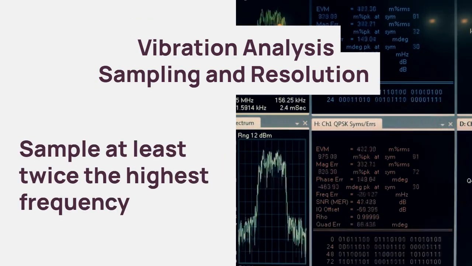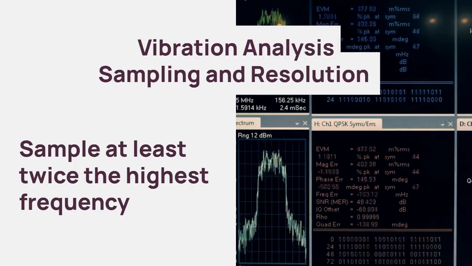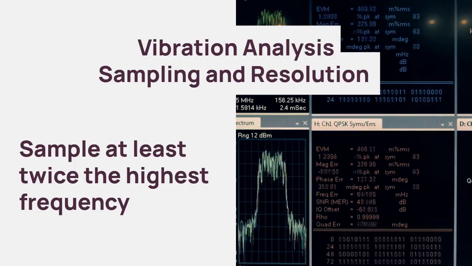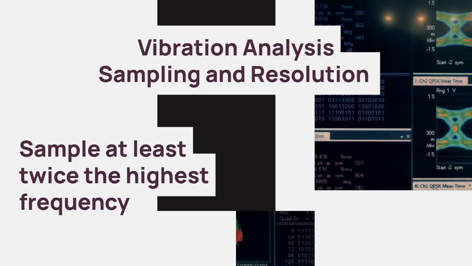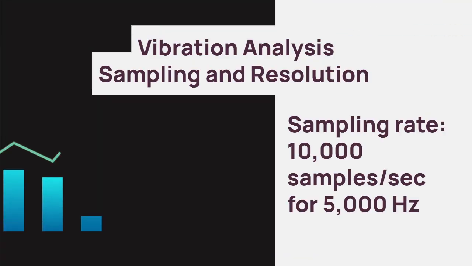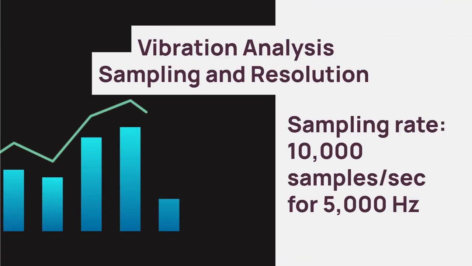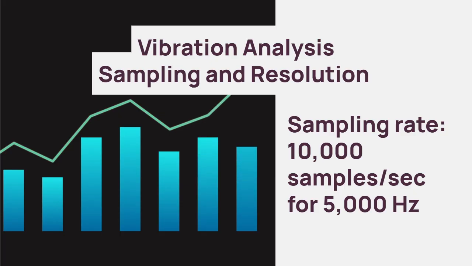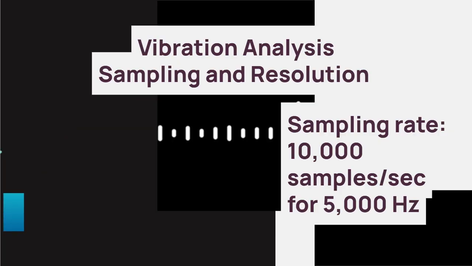The solution lies with the Nyquist theorem. Always sample at least twice as fast as the highest frequency you want to analyze. For example, to capture signals up to 5,000 Hz, your sampling rate must be at least 10,000 samples per second. Higher rates provide better fidelity, but require handling more data.